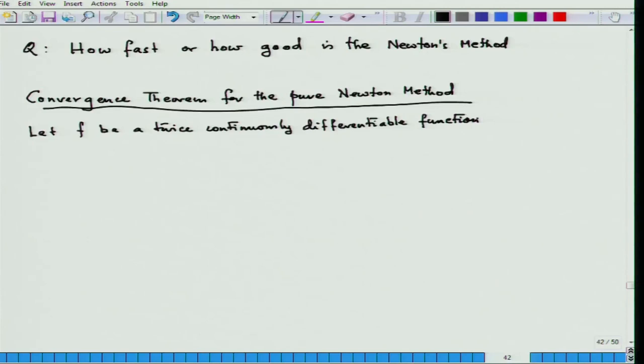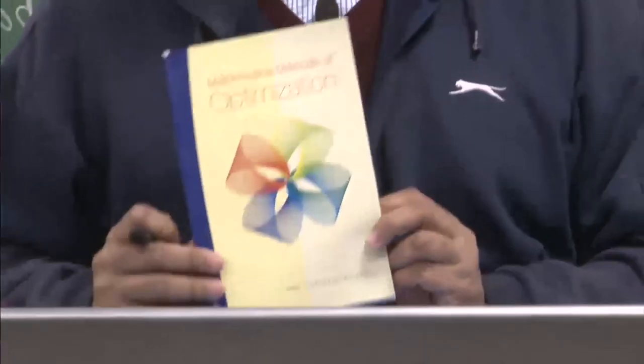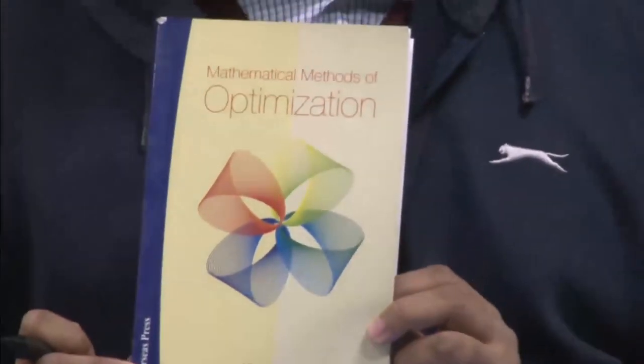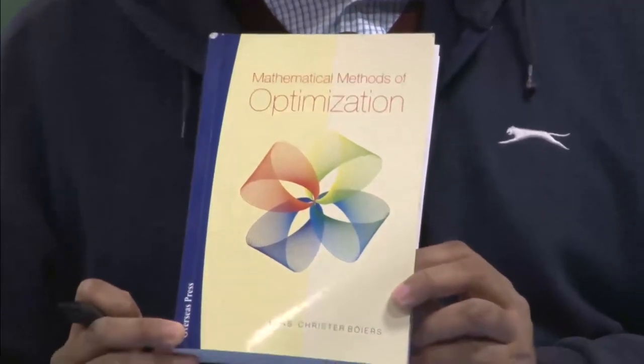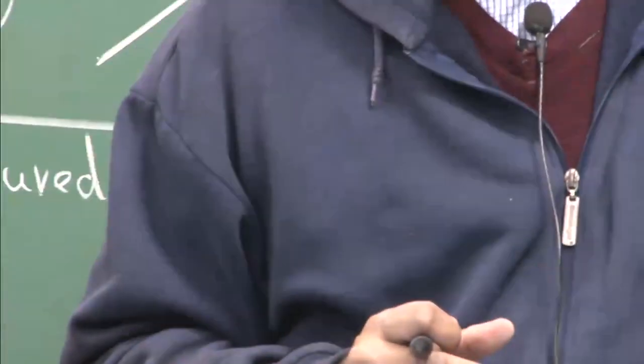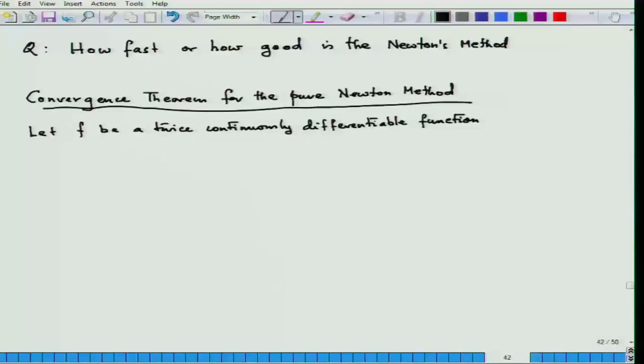Now, we have to put assumptions on the Hessian etcetera to get the convergence, but there are various authors giving various results. We are writing one given in the following book, Mathematical Methods of Optimization by Lars Christian Boyres. Please have a note of this; this is an Indian edition, so you can also use it, but there are many, many other approaches. Let grad square f(x) be PD, positive definite throughout R^n.